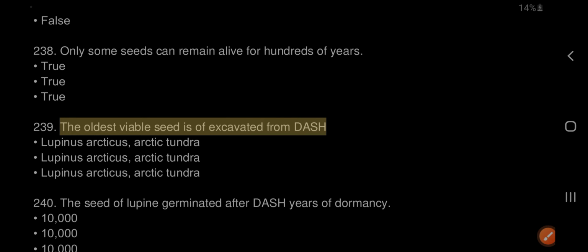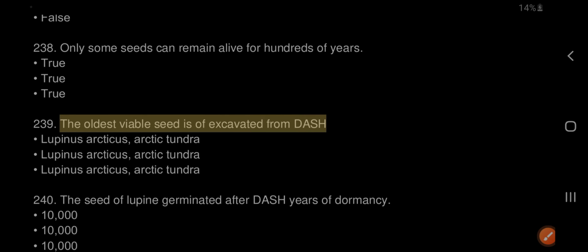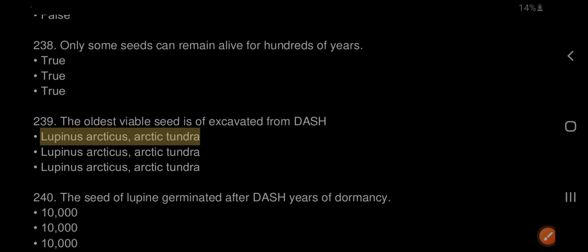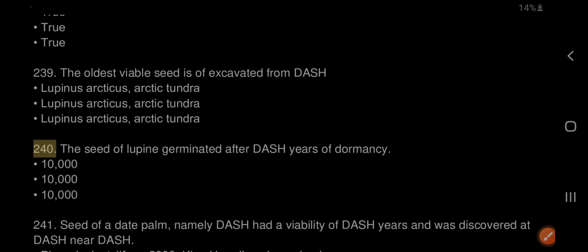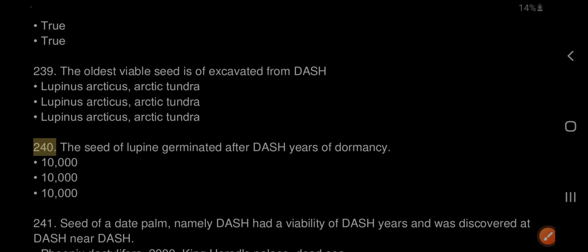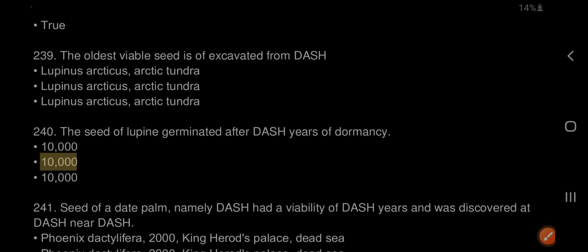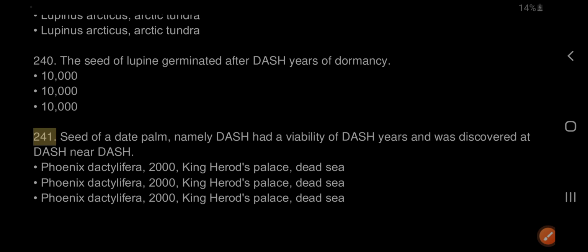239. The oldest viable seed excavated is of Lupinus arcticus, from the Arctic tundra. 240. The seed of lupine germinated after 10,000 years of dormancy.